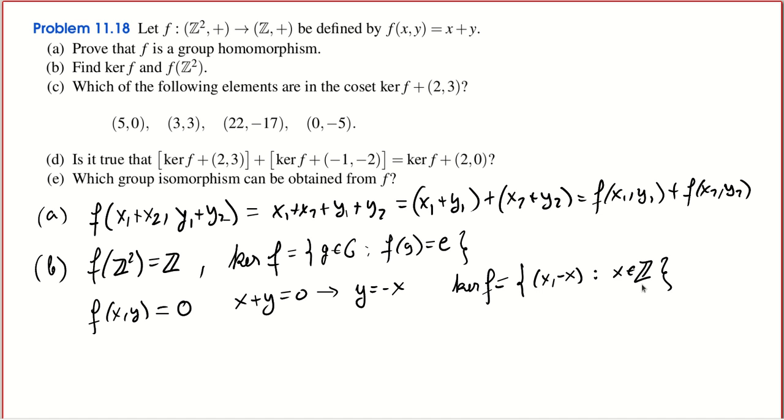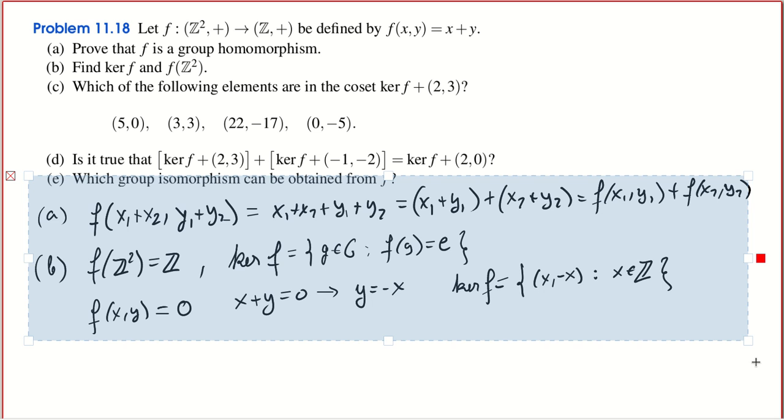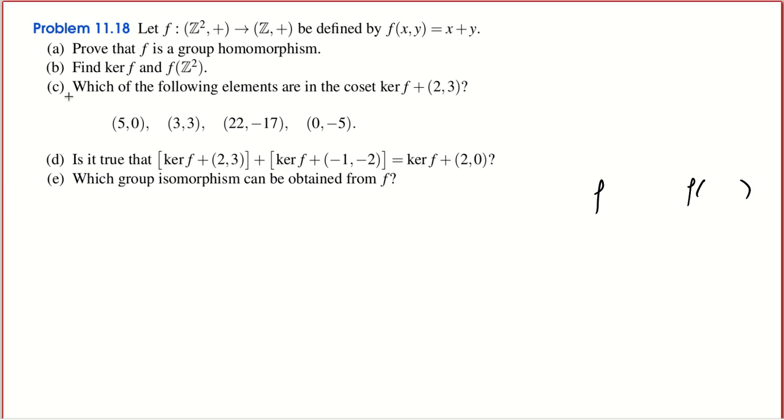All right, let me erase this now. Okay, and now we go to proof C, right? So C is, we have here a kernel, right? And we have to see which of these elements belong to this. Sorry, we have a coset here. We have the kernel. The kernel, you know, is a subgroup of this group here, right? Okay, and this is a coset, right?